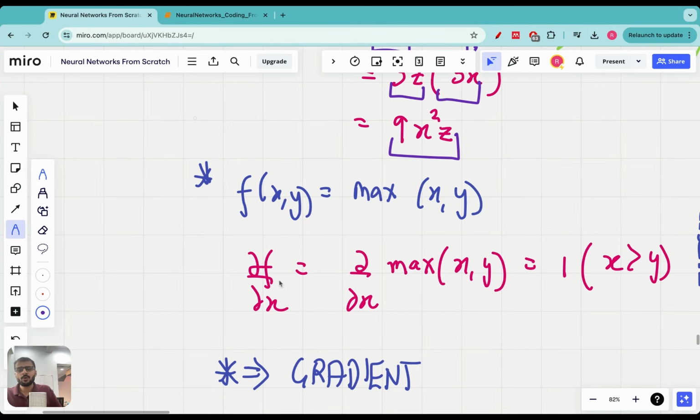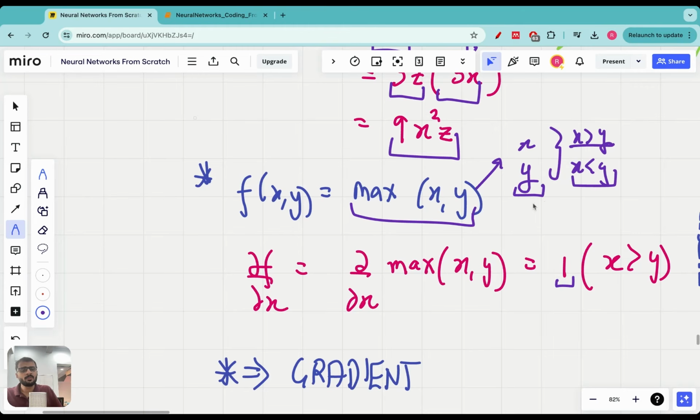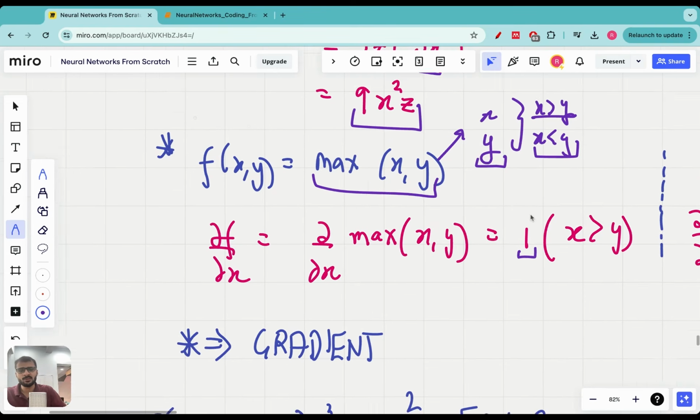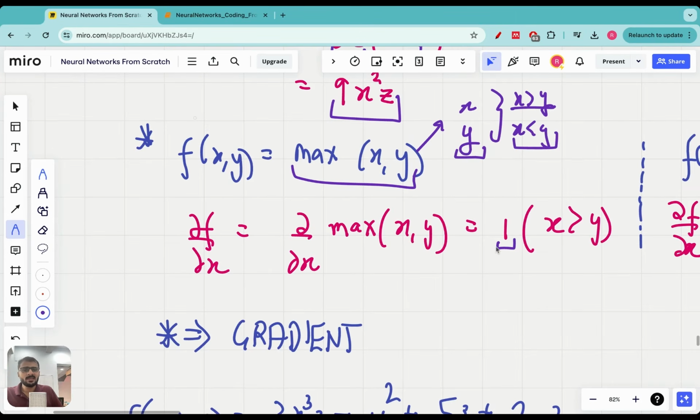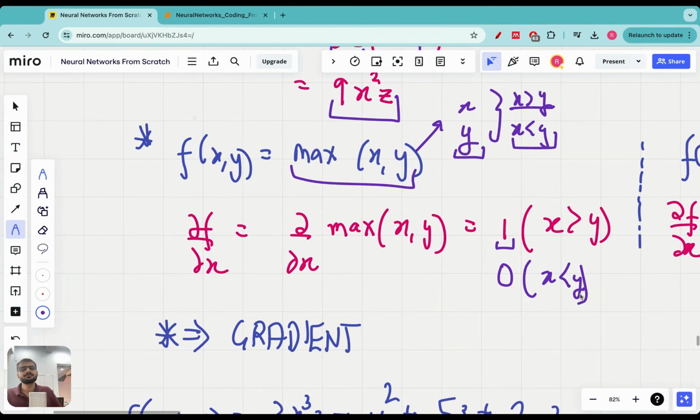So what is the partial derivative of f with respect to x? If x is greater than y, f will be just x. If y is greater than x, it will be y. So if x is less than y, then it will be y. So if you take the partial derivative, if x is greater than y, it will just be 1, and if x is less than y, then it will be 0, because the partial derivative of y with respect to x is 0. You just have to treat y as a constant. So the answer is, if x is greater than y, this will be equal to 1. It will be 0 if x is less than y.